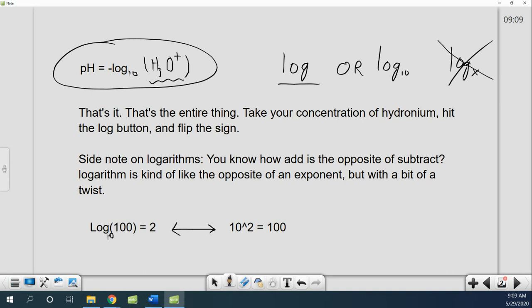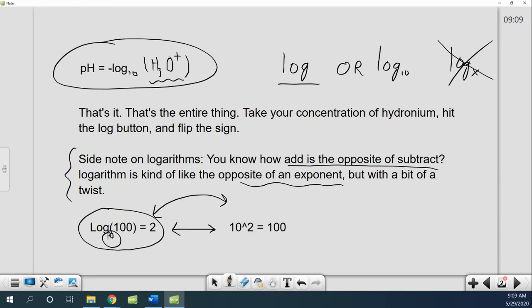That's it for pH. So, a little side note on logarithms that we're going to need in a minute, because you're going to have to go both ways, right? From hydronium to pH and from pH back. So how do you get rid of a logarithm? You know how adding is the opposite of subtracting? Well, logarithm is kind of like the opposite of an exponent, but with a bit of a twist. So if I say the log base 10 of 100 equals 2, that's a true statement. Basically what this correlates into is that 10 to the power of 2 equals this.